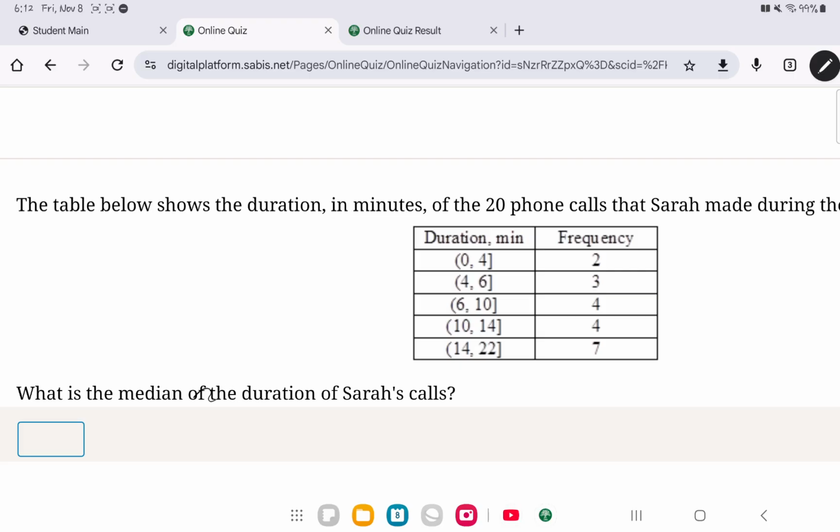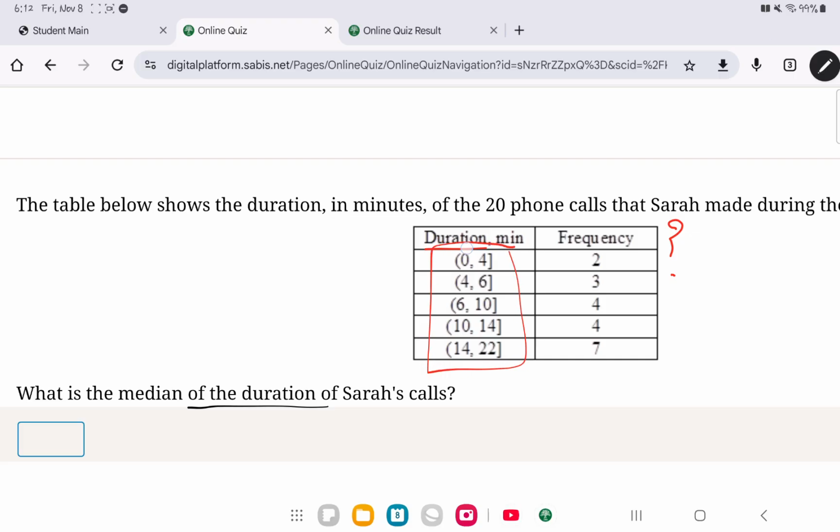The median of what? Of the duration, okay? So are we going to look at the frequency? Because if they asked us only for the median number, we would look at the frequencies. But no, here they asked us for the median of the duration. It's given to us.